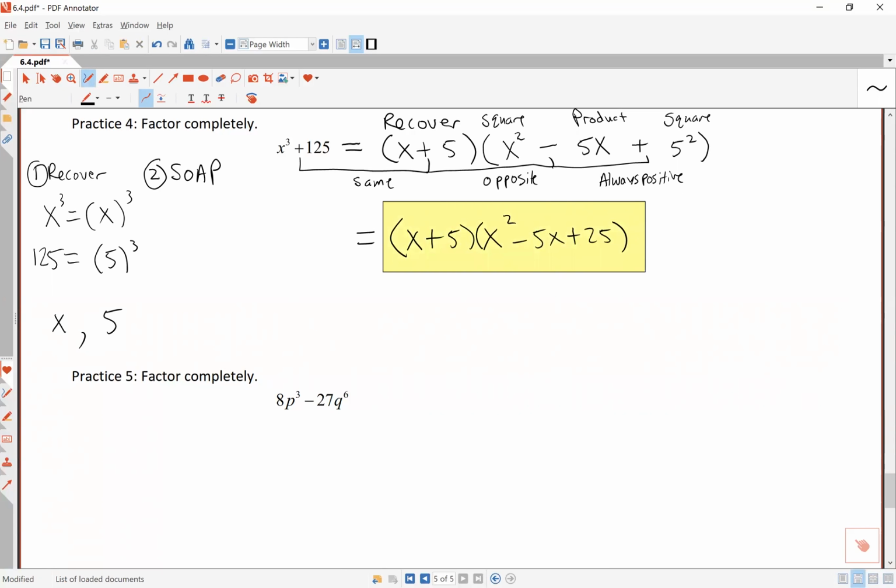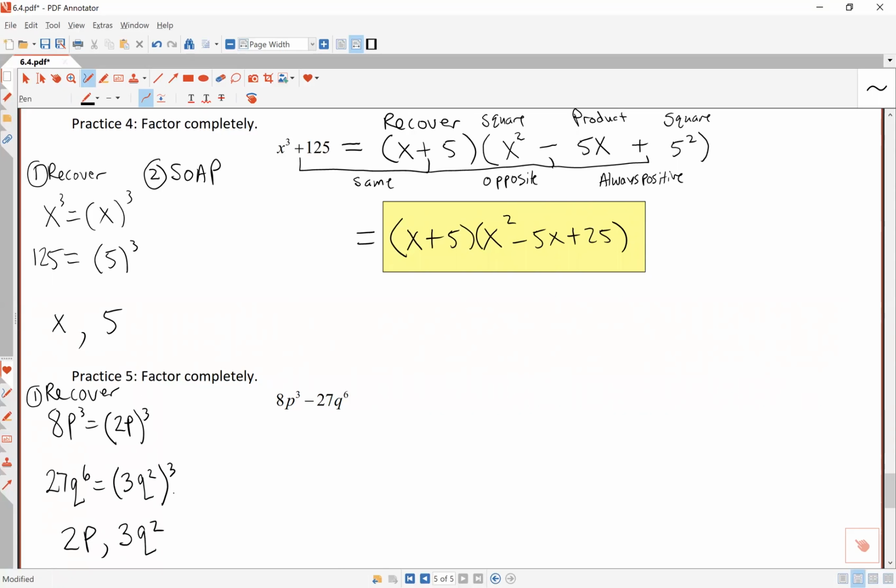Practice 5. If we have the first term 8p cubed, we see that's the cube of 2p. 27q to the 6th, that's the cube of 3, and 6 divided by 3 is 2. So our two pieces that we've recovered are 2p and 3q squared. Those are the first two pieces that we've recovered: 2p and 3q squared.